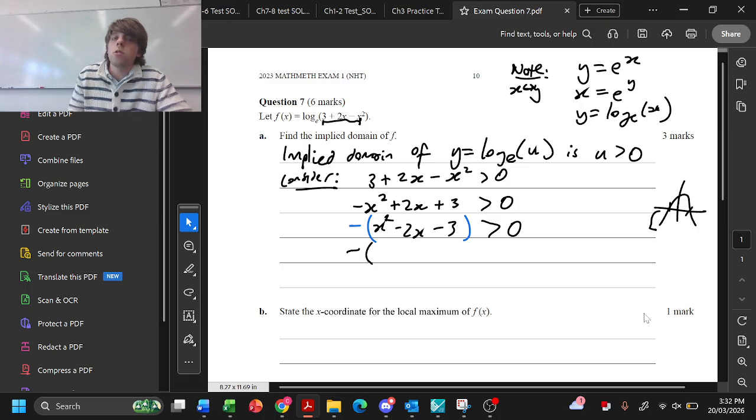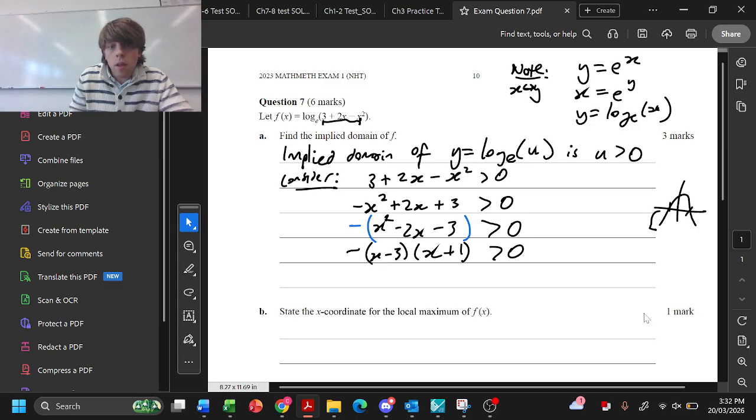We have x squared minus 2x minus 3. What are two numbers that add to make -2 and multiply to make -3? Well, that would be -3 and 1. So that's how this looks factorized. Now, when will that occur? When will this expression be larger than 0?